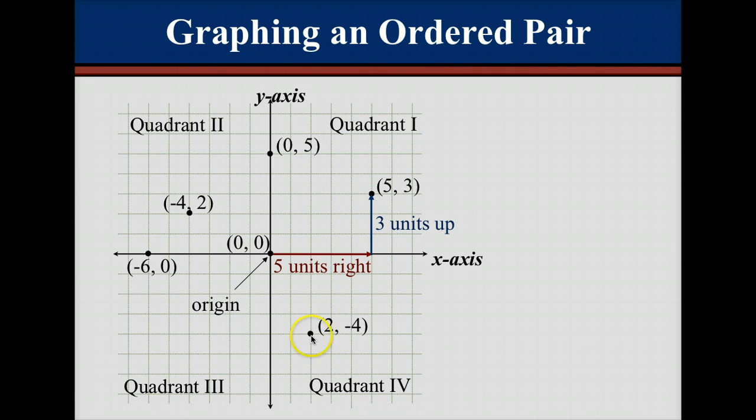Look at the difference between (2, -4) and (-4, 2). On (2, -4), you go 2 units right and then 4 units down. However, on (-4, 2), you go 4 units left, then 2 units up. So the order is extremely, extremely important.